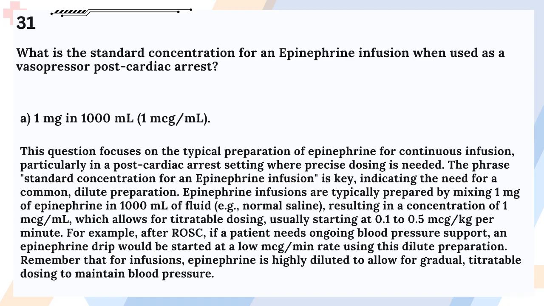resulting in a concentration of 1 microgram per milliliter, which allows for titratable dosing, usually starting at 0.1 to 0.5 micrograms per kilogram per minute. For example, after ROSC, if a patient needs ongoing blood pressure support, an epinephrine drip would be started at a low mcg/min rate using this dilute preparation. Remember that for infusions, epinephrine is highly diluted to allow for gradual, titratable dosing to maintain blood pressure.